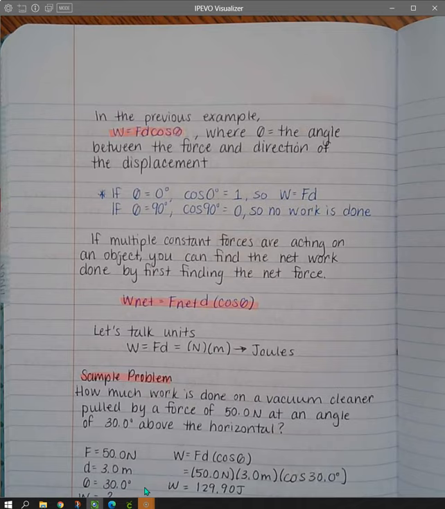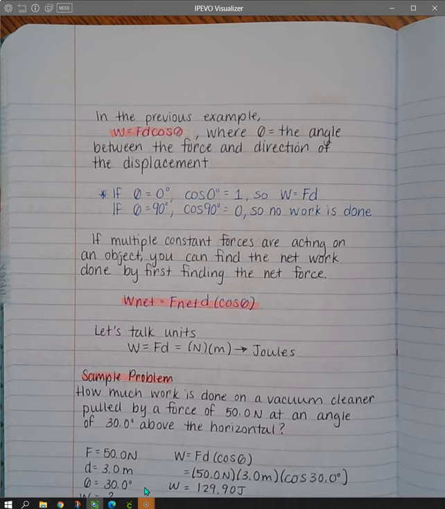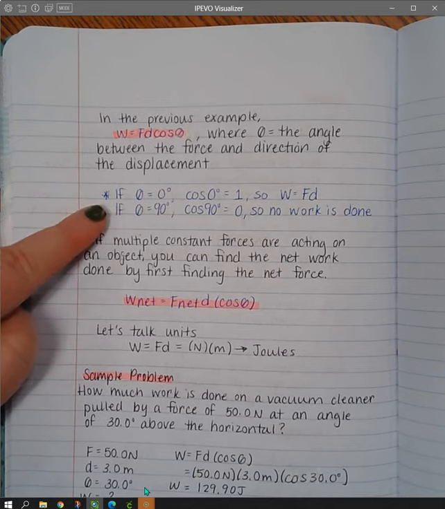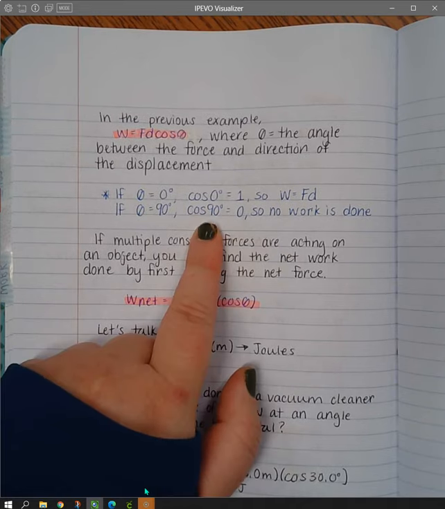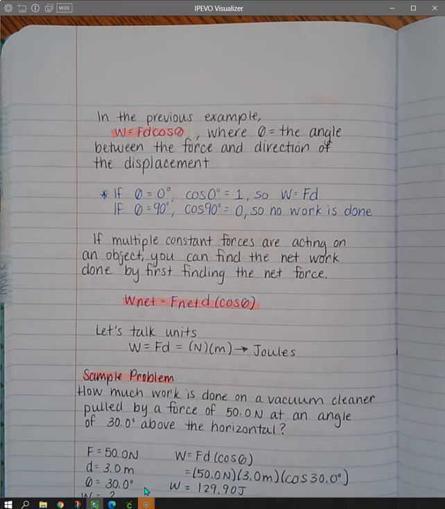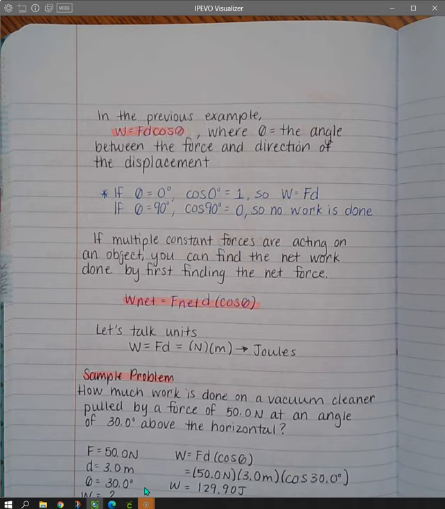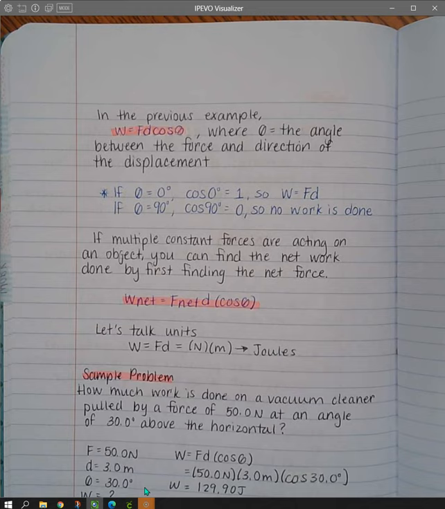But cosine of 0 is 1. So if theta is 0, then you're just using the regular work equation. And then another note was that if theta is 90 degrees, cosine of 90 is 0. So if you see that the angle is 90 degrees, you know that no work was done because your answer would come out to be 0.